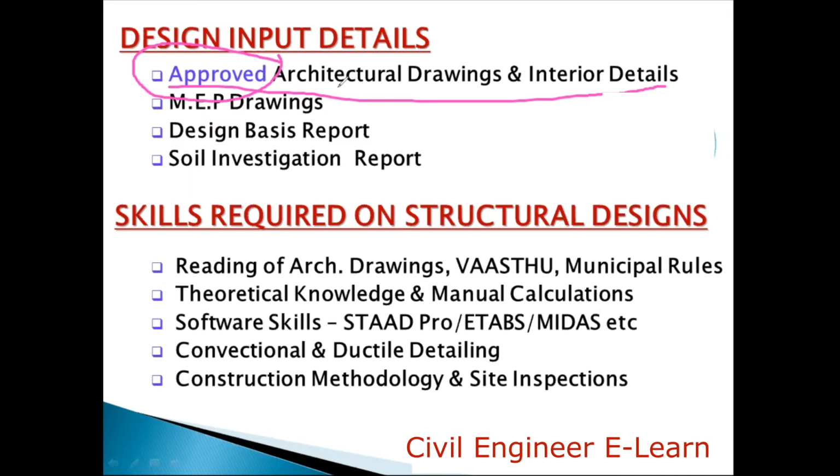Otherwise, when we are given the architectural drawing and we start designing, there will be n number of revisions in the architectural drawings, and according to that we also need to change our design. That's why we are saying it is an approved architectural drawing. And then interior details also. Interior drawings and architectural drawings have to be given to a structural engineer before designing this structure. And then MEP drawings.